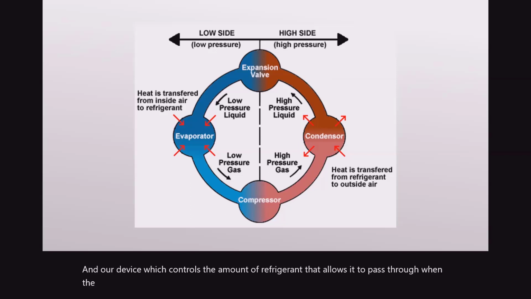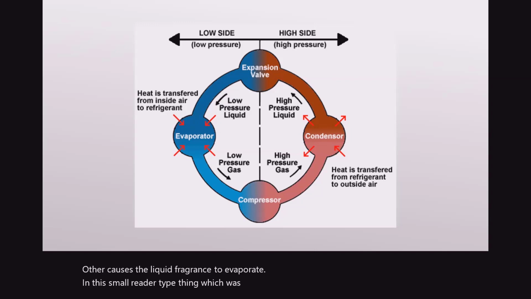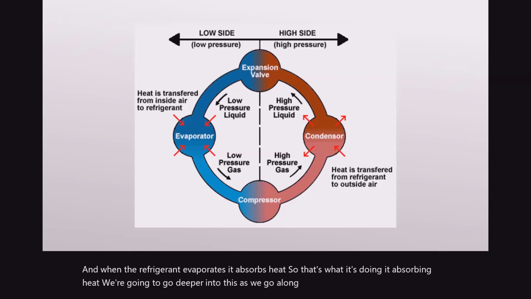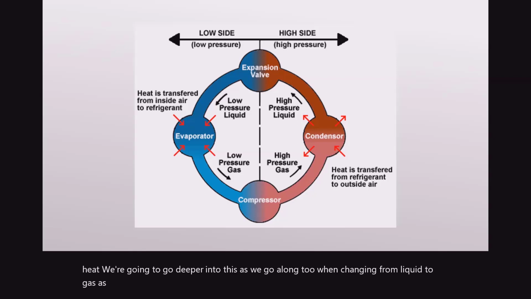When the high pressure liquid passes through the expansion device, the pressure drops, okay? This causes the liquid refrigerant to evaporate in the evaporator. When the refrigerant evaporates, it absorbs heat. That's what it's doing, absorbing heat, and we're going to go deeper into this as we go along. When changing from liquid to gas, as the heat is absorbed by the refrigerant, the evaporator becomes cold. So it cools down.